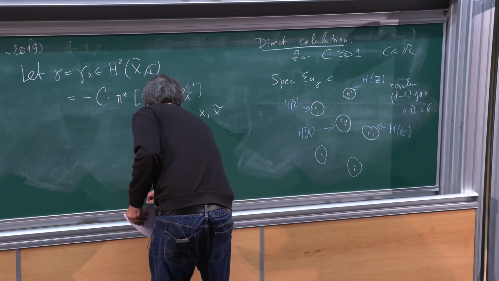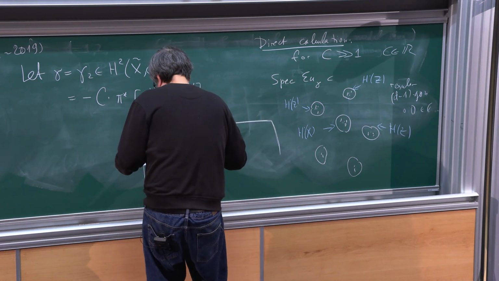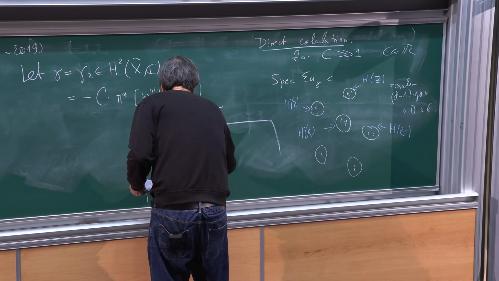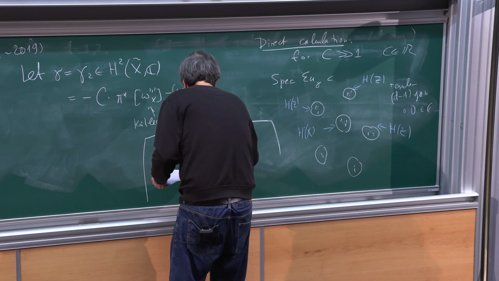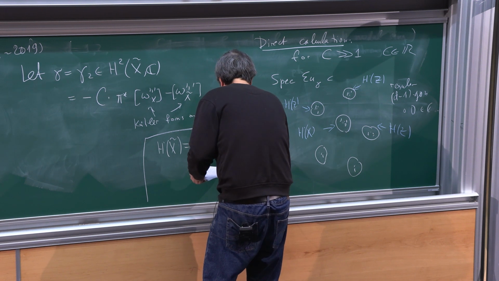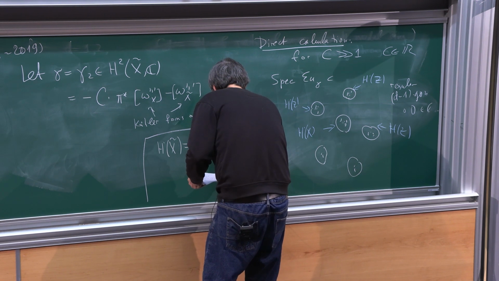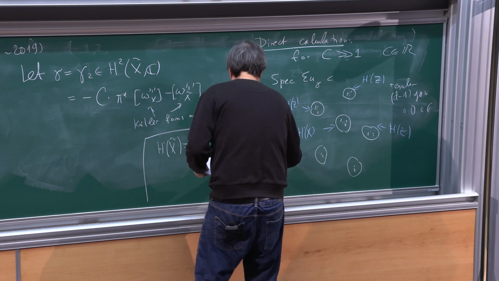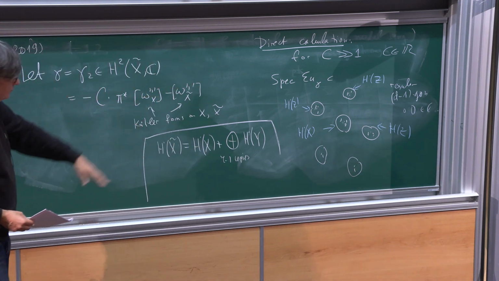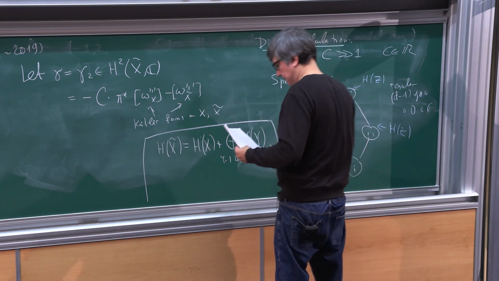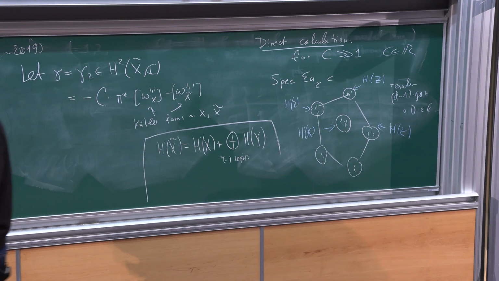In fact, what goes on? If you make a blowup, then the cohomology of the Z-graded space of x tilde is isomorphic to the cohomology of x plus a direct sum of r minus 1 copies of the cohomology of y. So you get this decomposition of eigenvalues in this limit.